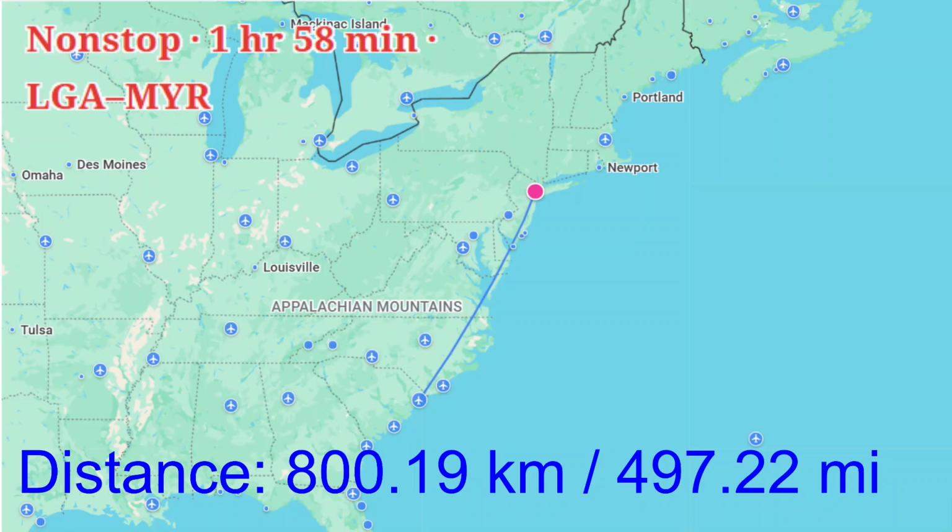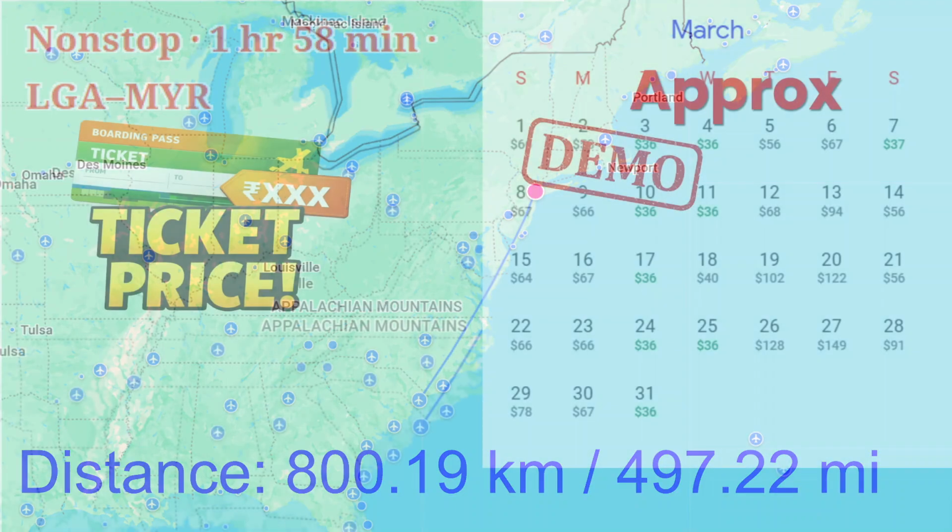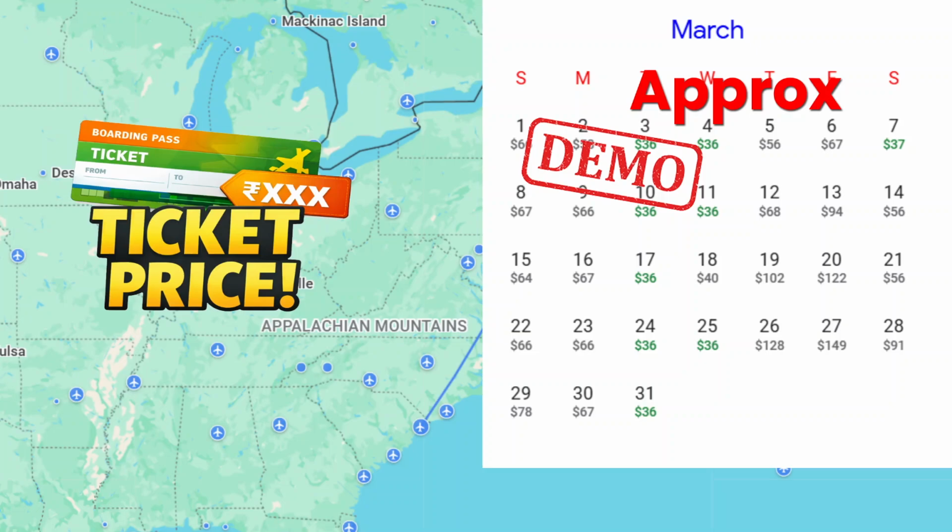Now let's talk about the ticket price. So friends, ticket prices are never the same. They vary from airline to airline and also change day by day. So that's why no one can tell you the exact ticket price in advance. You will know the exact ticket price when you book the ticket.